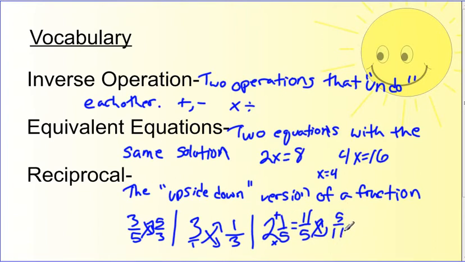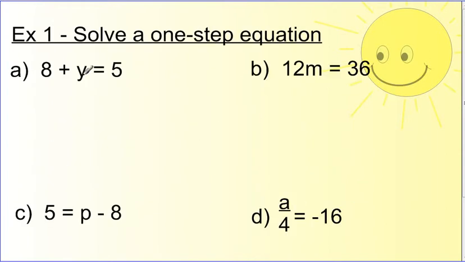Alright, so we got reciprocal, we got all our vocab. Now let's actually see some of these problems being done. So here we have our 4 questions. We're going to solve these one-step equations. Now, in each of these questions, you're going to need to show your work. Do not do this using mental math.